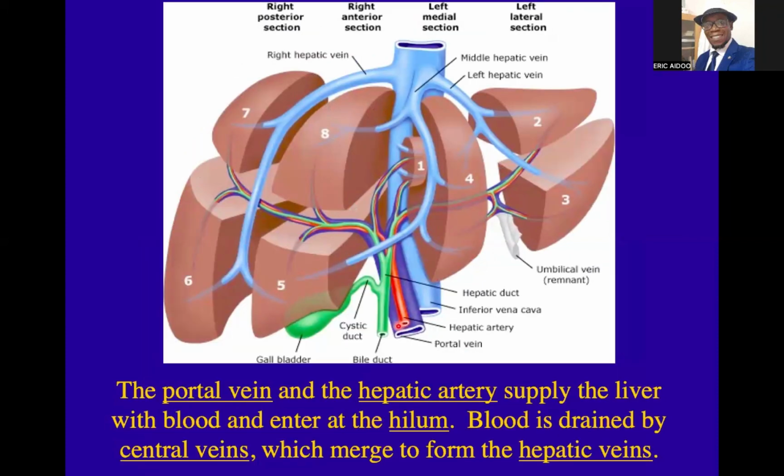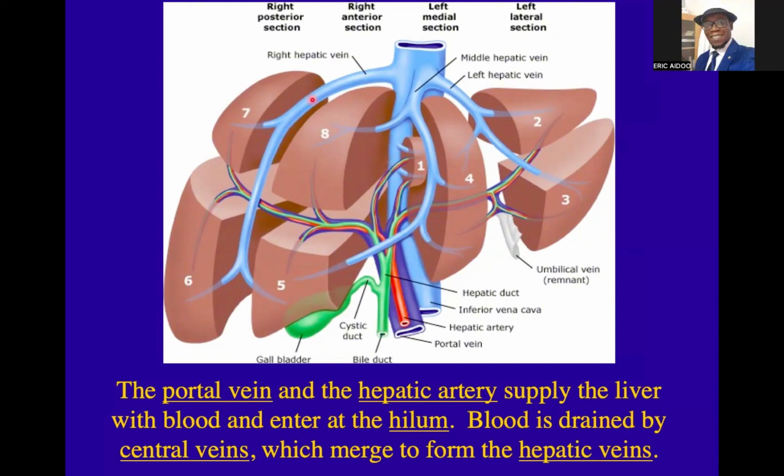So this is showing you another diagram of the liver, which has been broken into segments. You have the portal vein, the hepatic vein, then that is the bile duct, that is the cystic duct. So you have the right and left hepatic duct joining the cystic duct to form the bile duct. And we know that the bile duct opens into the duodenum at the ampulla of Vater.